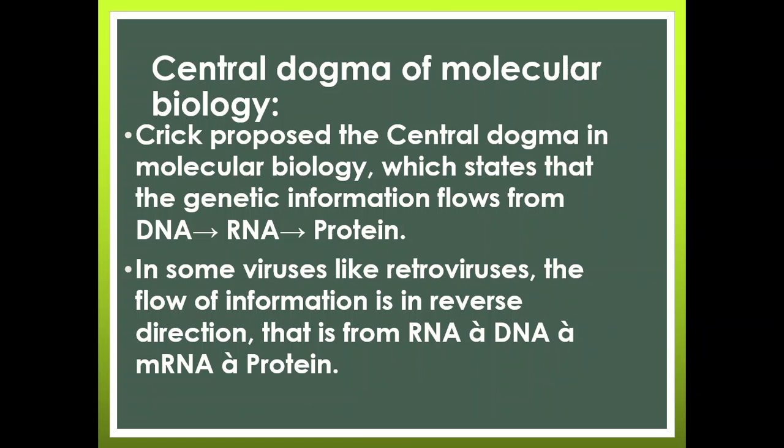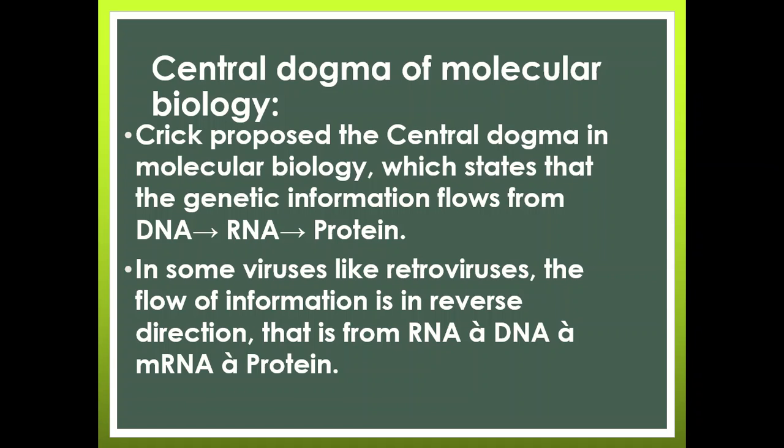Now, next is the central dogma of molecular biology. Francis Crick proposed the central dogma of molecular biology, which states that genetic information flows from DNA to messenger RNA, that is transcription, and then from messenger RNA to protein, that is translation, always unidirectionally, except bidirectionally in some viruses, and the process is called reverse transcription.